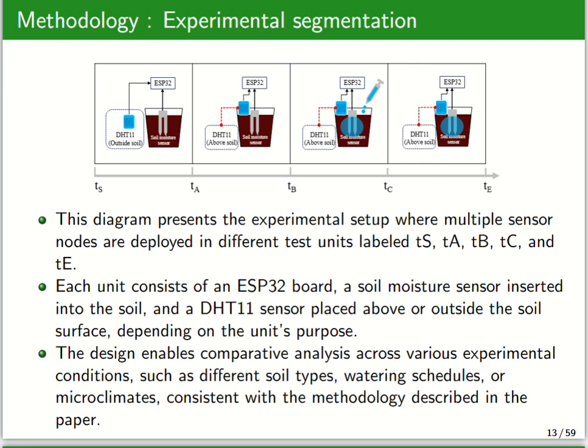This figure shows five test units: TS, TA, TB, TC, and TE. Each unit has an ESP32, one soil moisture sensor, and one DHT11 sensor. Some sensors are placed in the soil and some are above it. We use different setups to compare conditions like soil type and watering time.